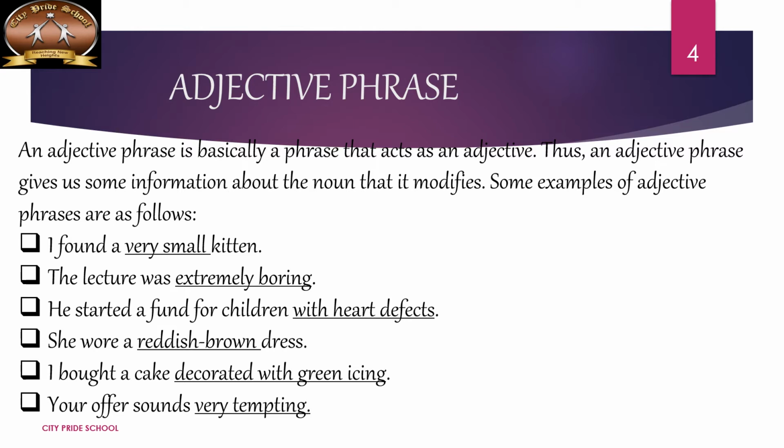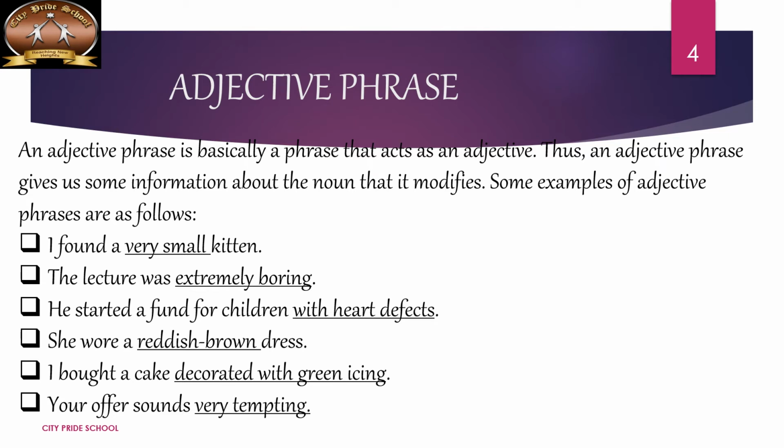Some examples: I found a very small kitten. Now, what is the head adjective here? It is small. And the other word, very. So your very small is telling us about the kitten. It becomes the adjective phrase. The lecture was extremely boring. So the extremely boring is your adjective phrase which is telling us about the noun lecture.